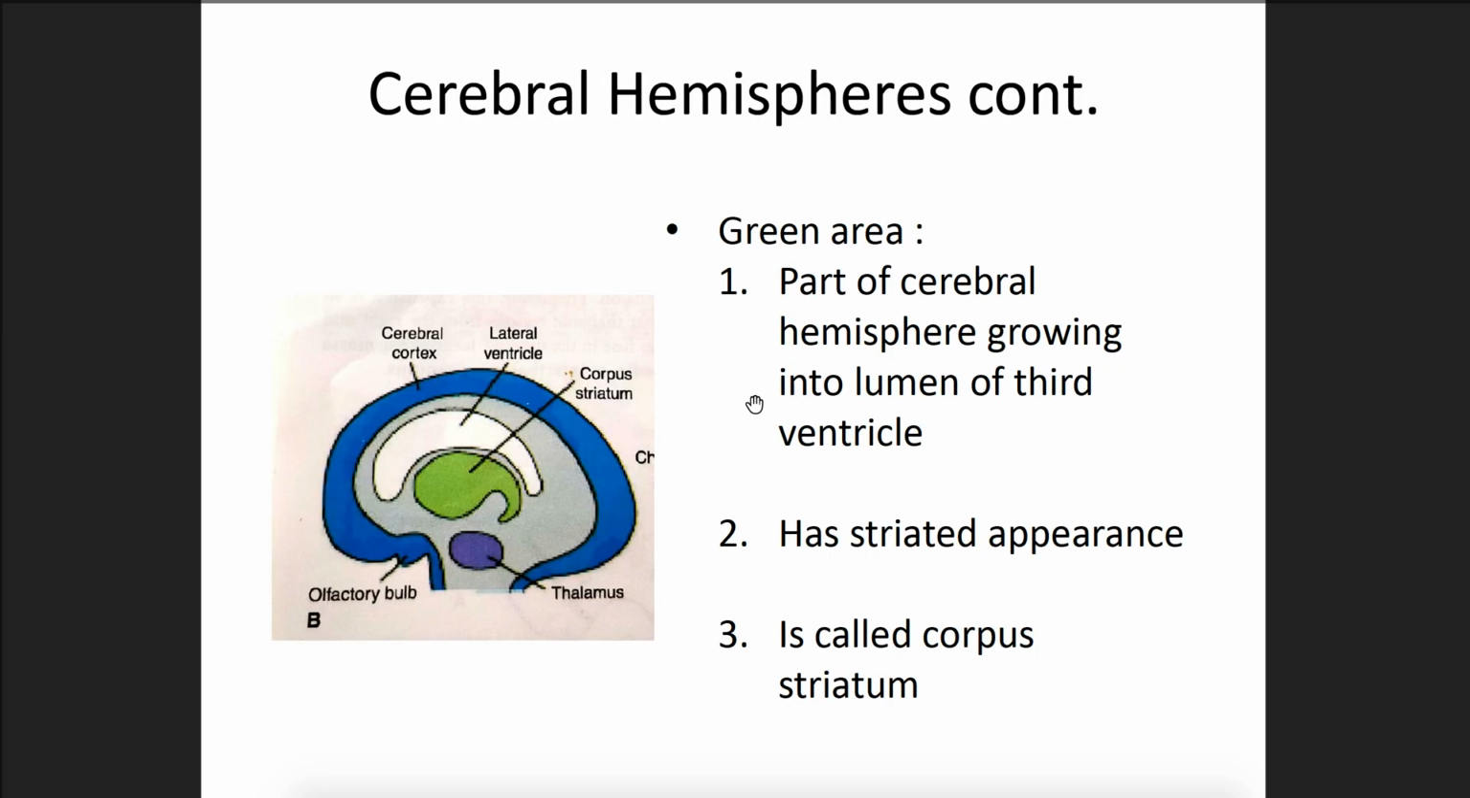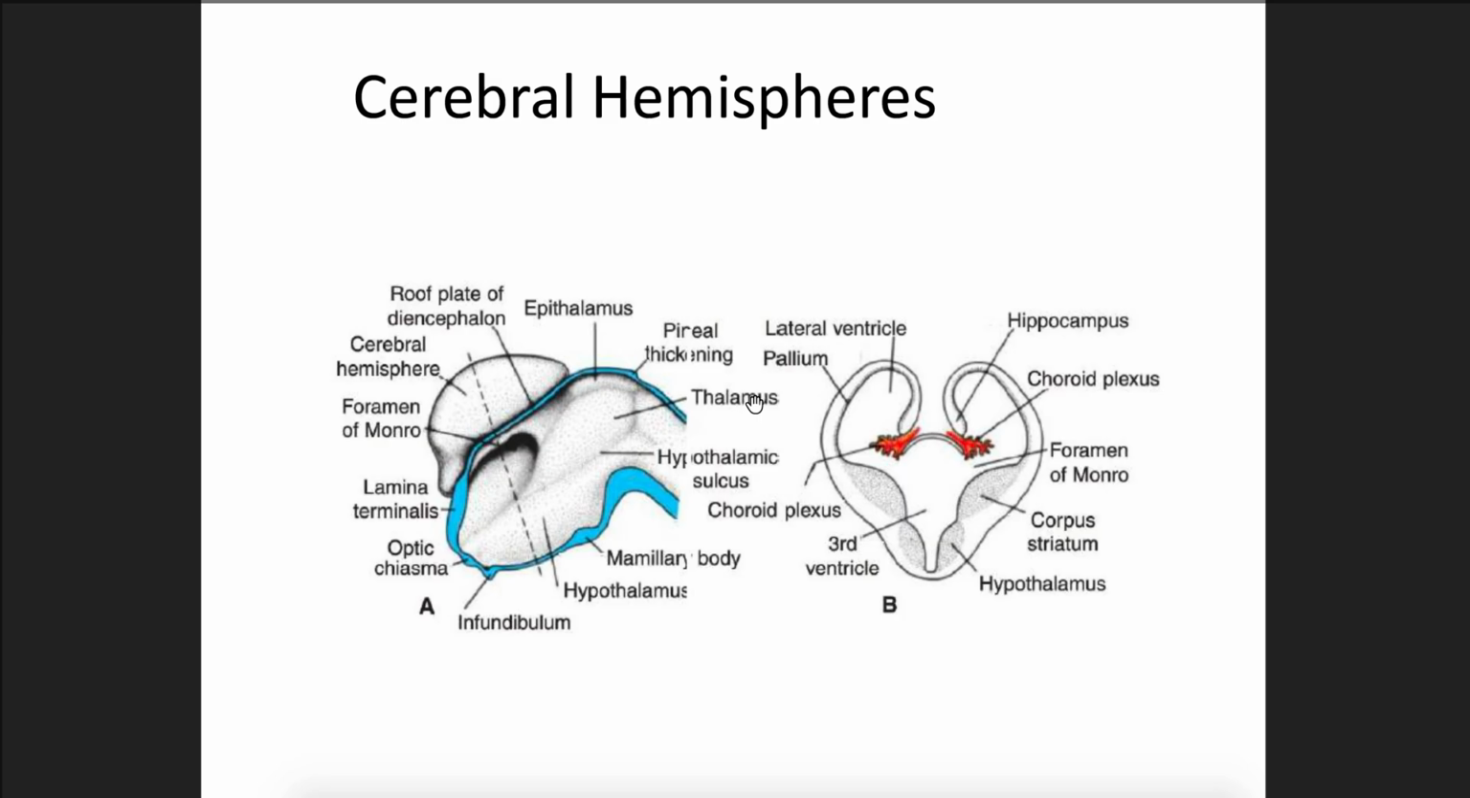Dr. Mariam Ashraf, Anatomy Department. And today's lecture is in continuation to the previous lectures on the development of the central nervous system. And we left off in the last lecture on how the telencephalon or the forebrain develops.